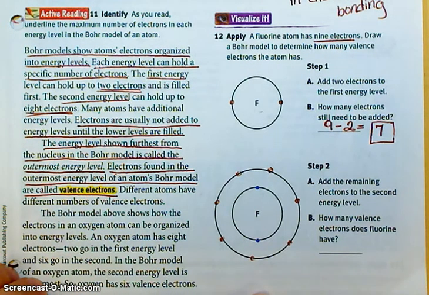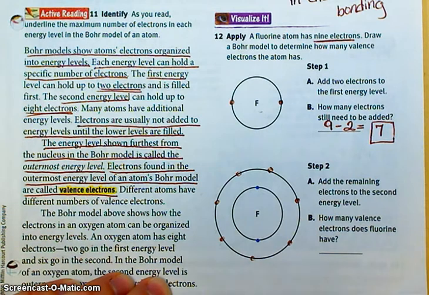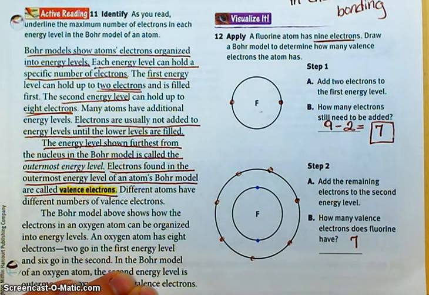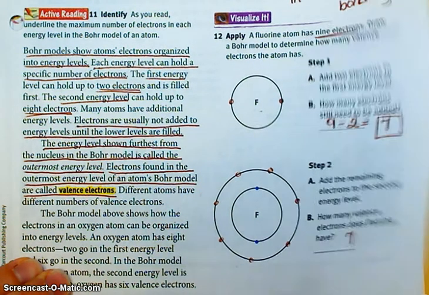Seven. Why 7? Because there are 7 electrons in the outermost energy level. Got it? So how many electrons does fluorine have that can get involved in chemical bonding? 7. There you go.